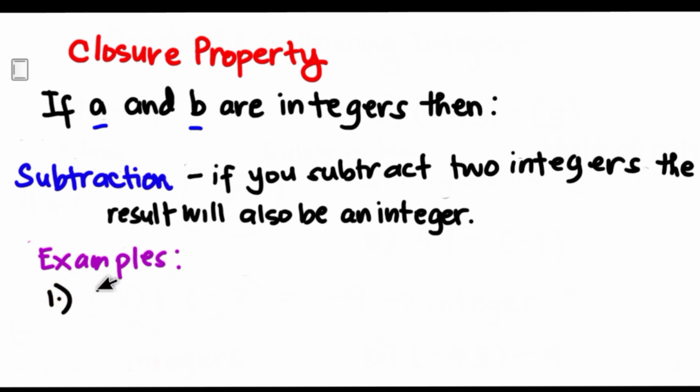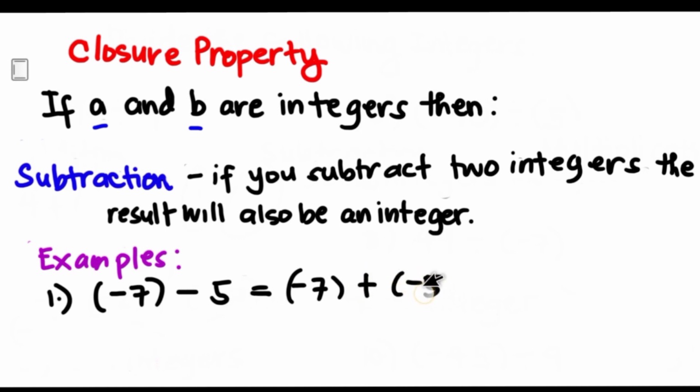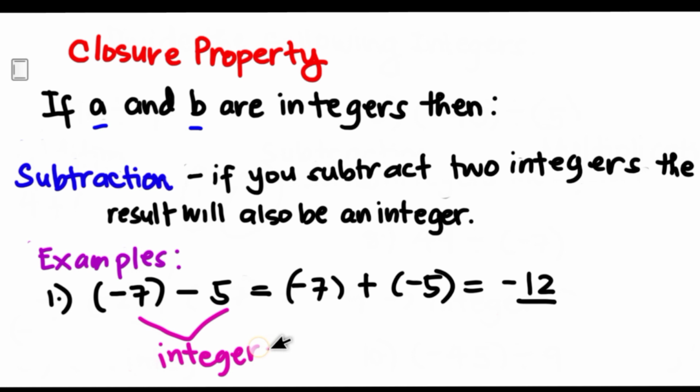Let's have number 1. Negative 7 minus 5 is equal to. So, si negative 7 pa rin siya. Yung subtraction magiging addition. And yung positive 5 magiging negative 5. So, anong sagot dito? Negative 7 plus negative 5 is equal to negative 12. So, under closure property, ito ay parehas integers. Ang sagot daw po, or yung difference nilang dalawa, ay also an integer.